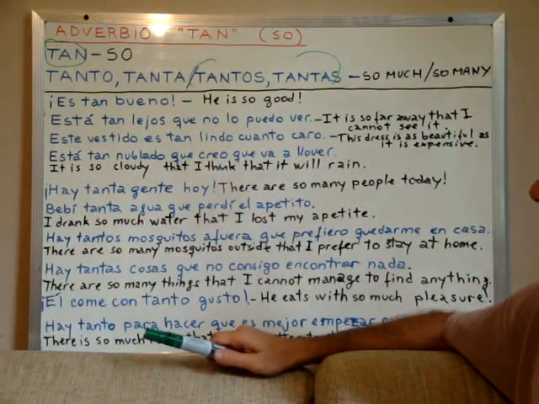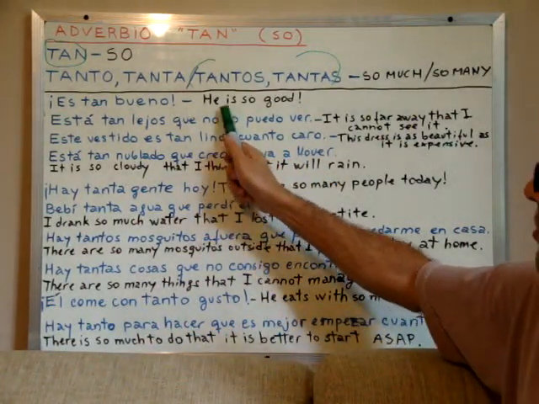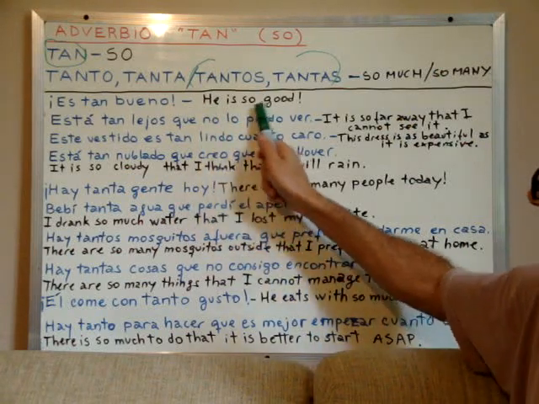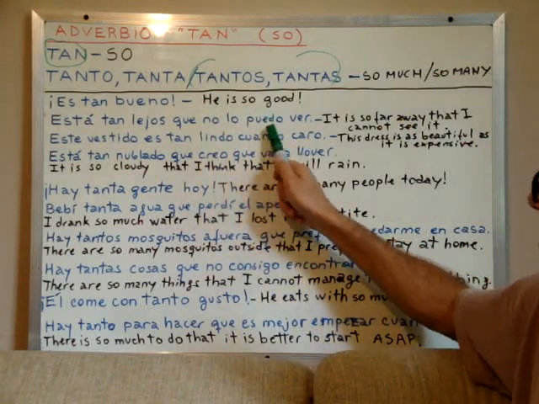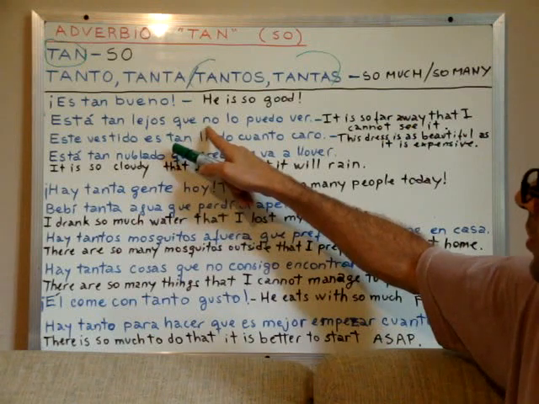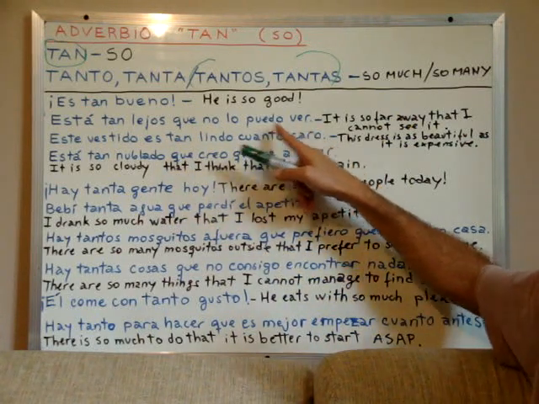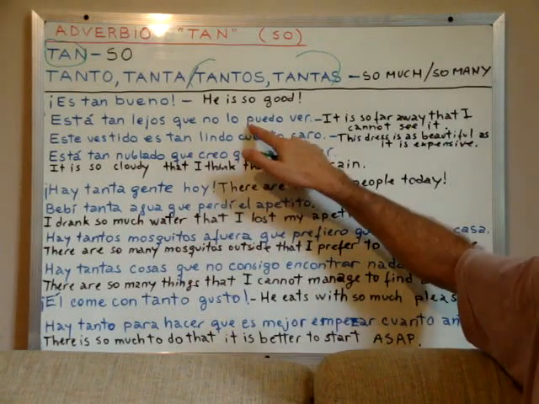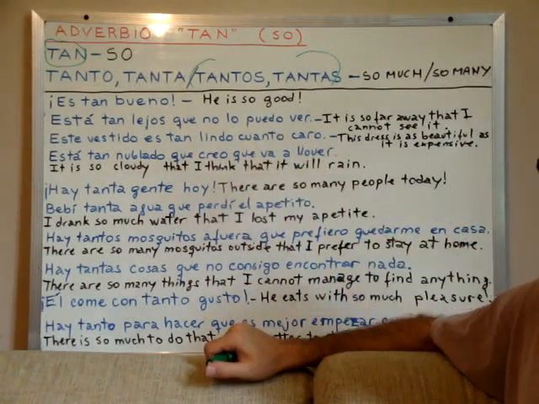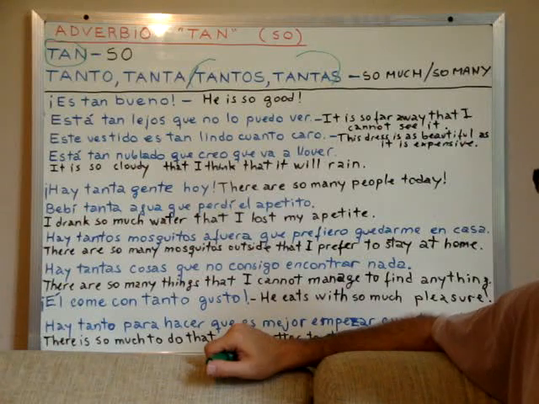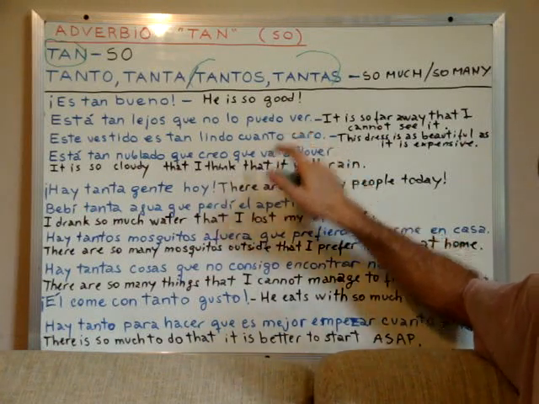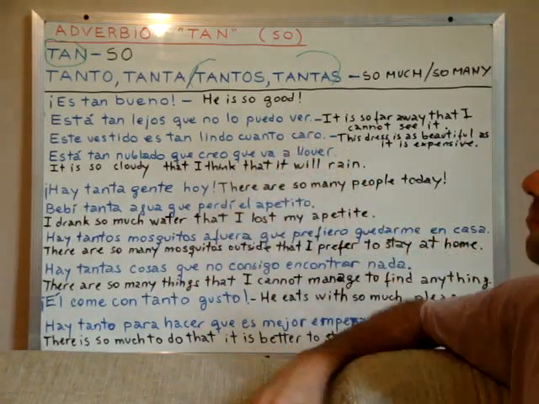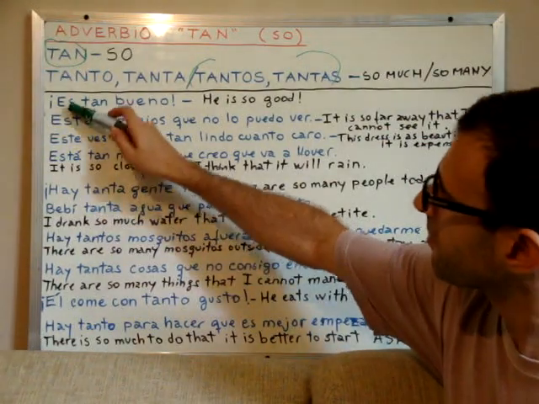Okay? Look at the order of the words here. I can not see it. Okay? Puedo is a conjugation of the verb to be able to, or to can. Ver is the verb to see. Take a look at this.